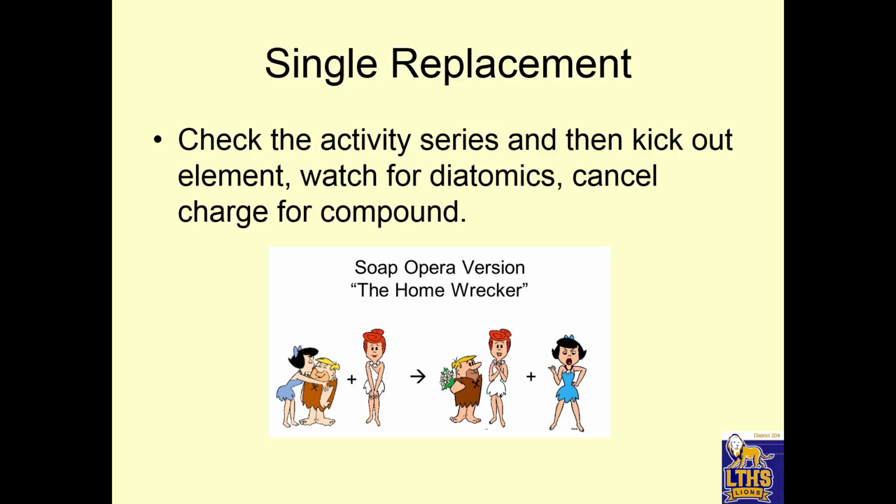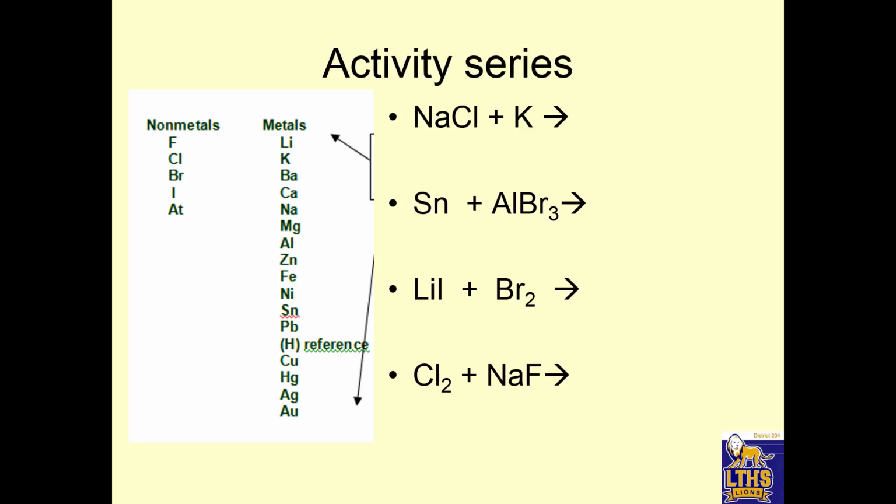Hey, there's another type of reaction called single replacement. Now, single replacement is where there's a compound and an element, and the element tries to kick part of the compound out, okay? So we have to check the activity series to see if that's going to happen. And then we have to look for diatomics and for canceling charge for compounds. Okay, so here we go.